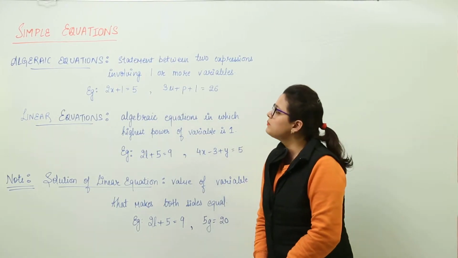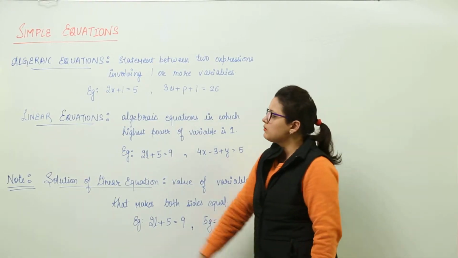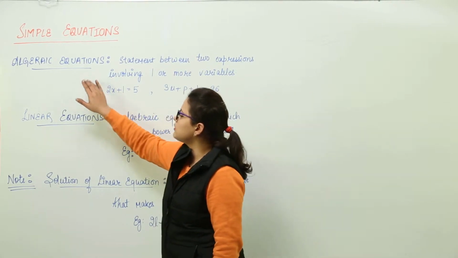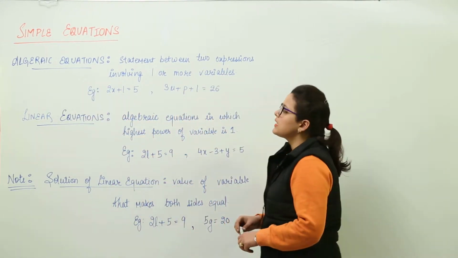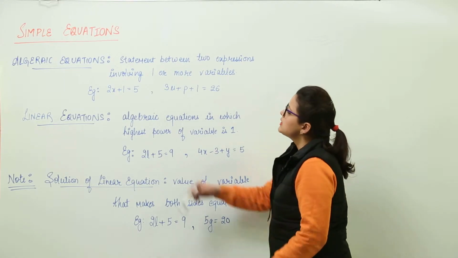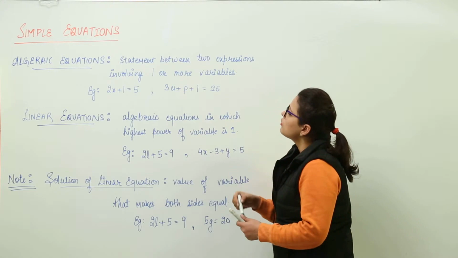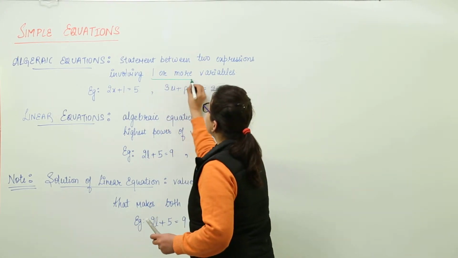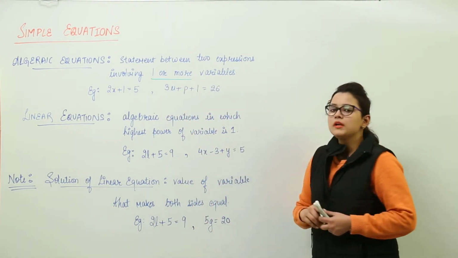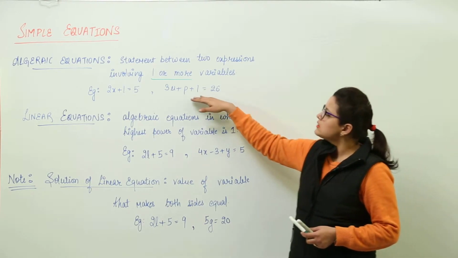Let us do simple equations now. In simple equations, the first terminology that will be used is known as algebraic equations: statements between two expressions involving one or more variables. Now please pay attention, the statement is like this.